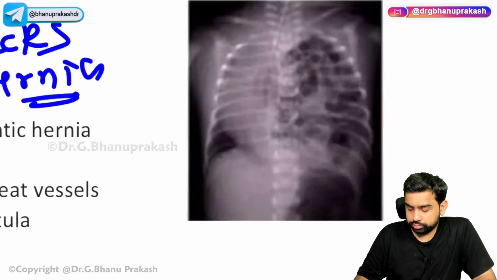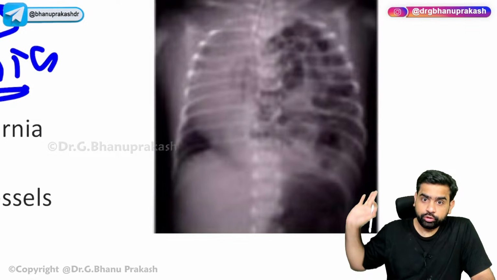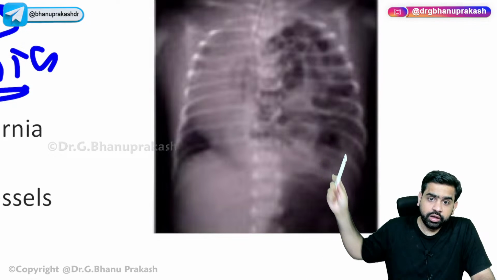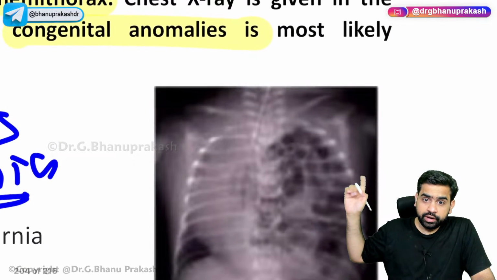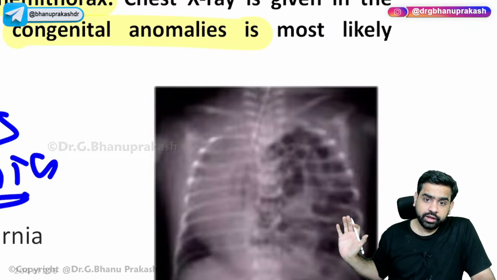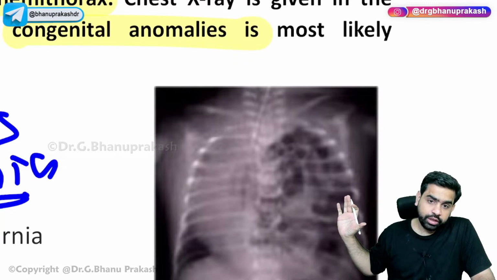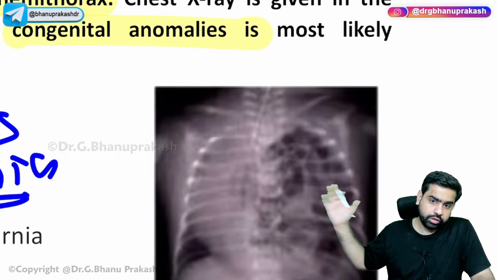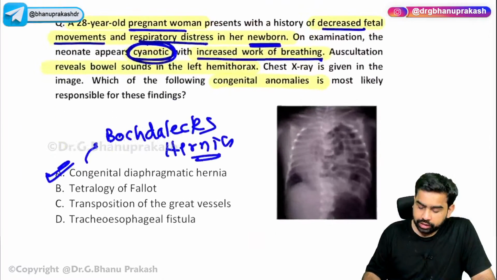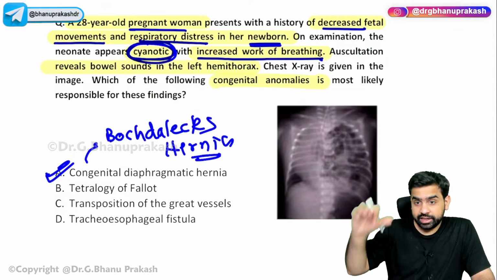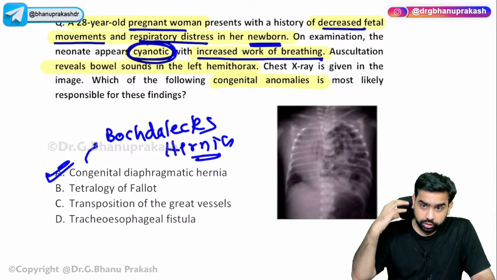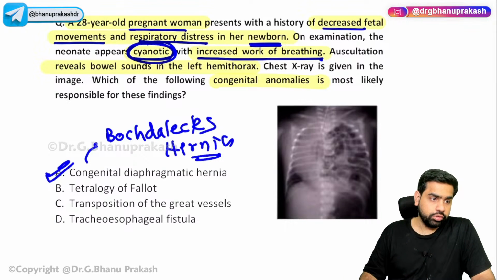For those of you who were not able to appreciate, these are the intestinal loops present in the thoracic cavity. They are pushing the lungs to the opposite side, and that is why the patients have respiratory distress, and why when you auscultate, you are able to hear the bowel sounds in the thoracic cavity. So, Bochdalek hernia, that's fine.